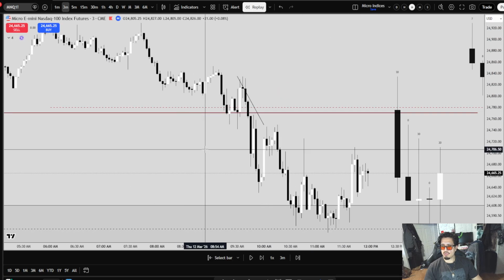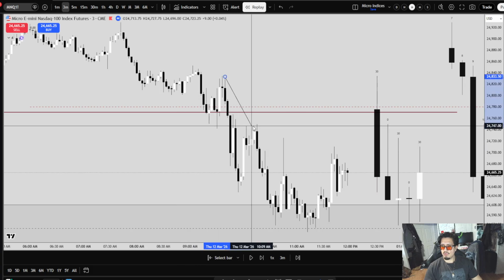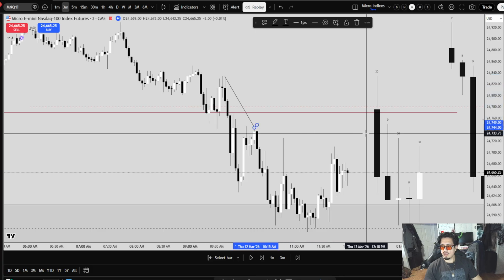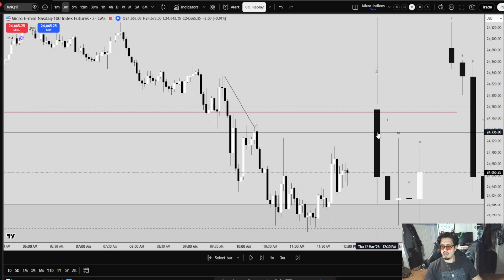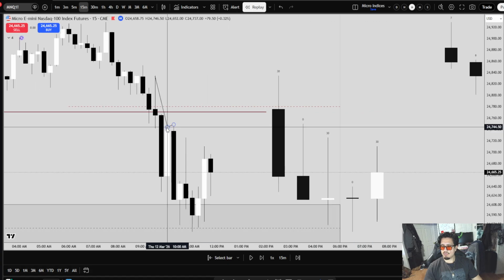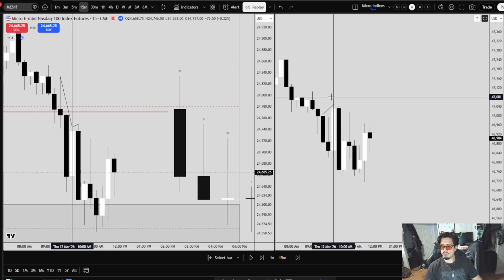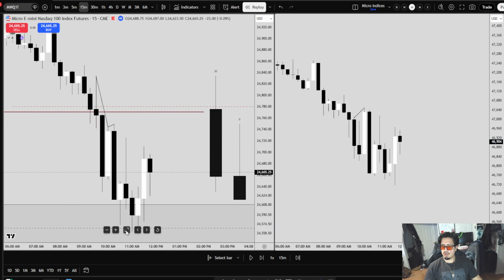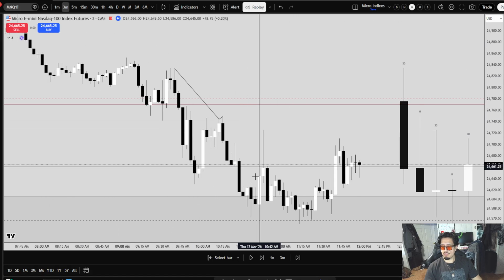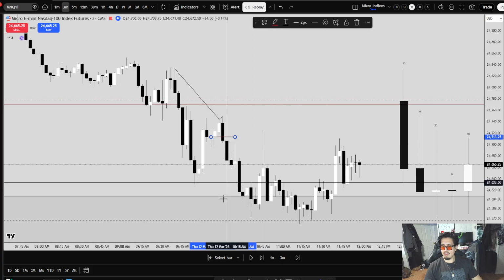So going on to my 3-minute right here, we had that SMT right here. We actually had a 2-stage SMT with the current 50-minute candle as well. If we look at the 50-minute here, NQ was actually able to take out the previous 50-minute candle, while YM actually created the failure swing. So there was a 2-stage SMT right there, which gave us enough more confluence to confirm this short. And as usual, guys, the nice change in the state of delivery right here.